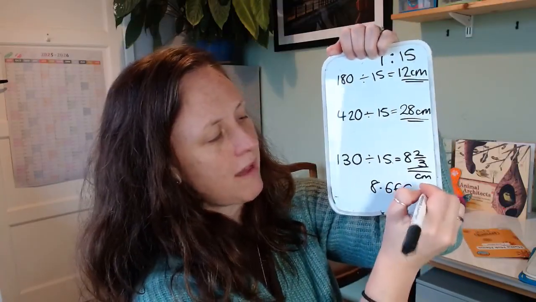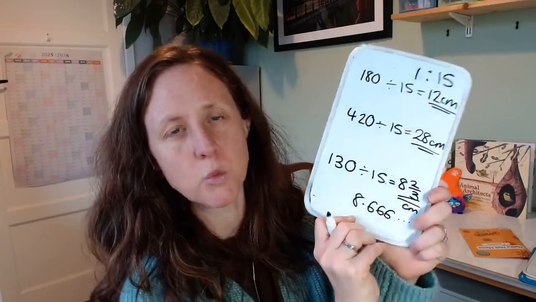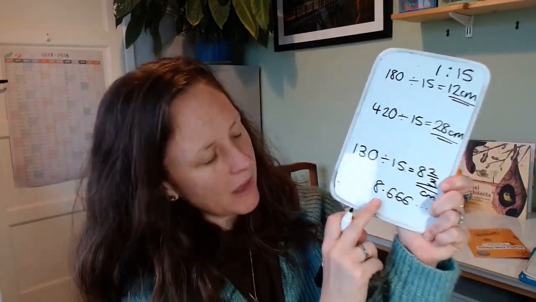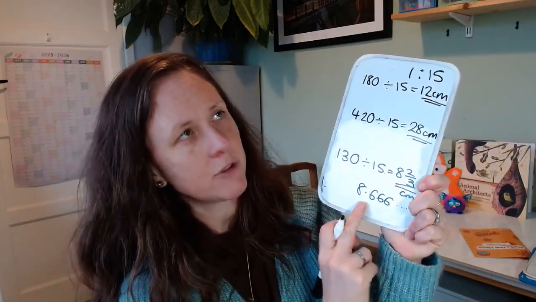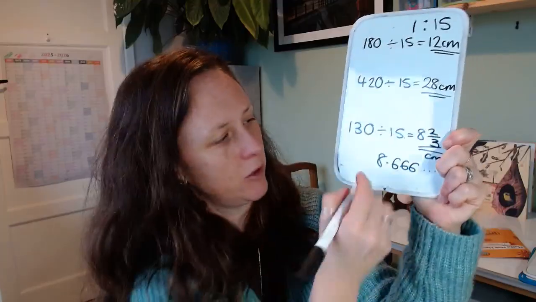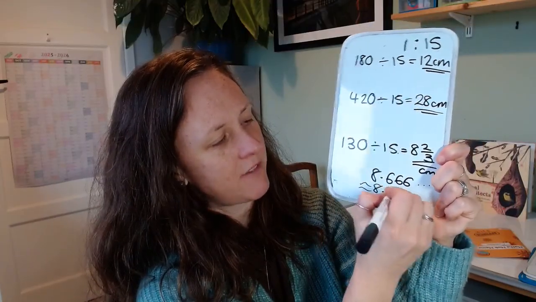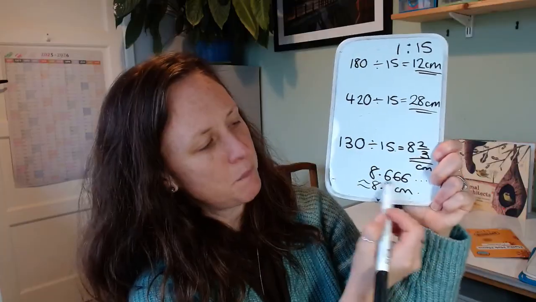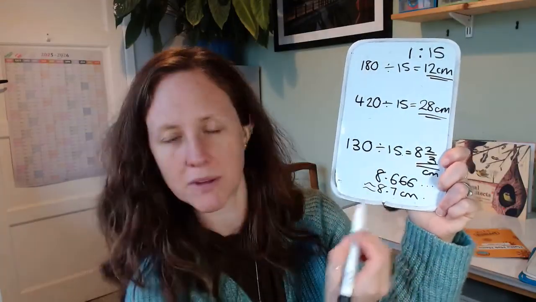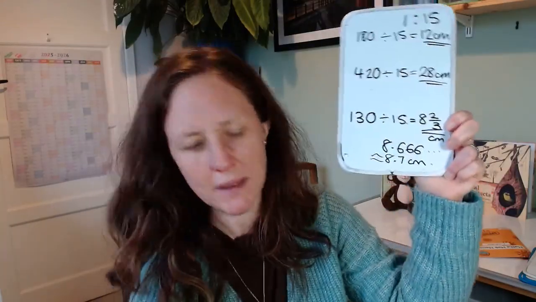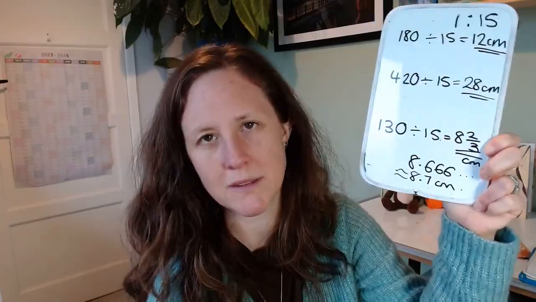It goes on forever. If we were to round that to 1 decimal place, I think I've done a lesson on rounding, so you can go back and have a look at that. If I was to round that to 1 decimal place, it will be 8.7 centimetres, because it's beyond the halfway point between 8.6 and 8.7. So we would round that probably to 1 decimal place, would be quite sensible there.